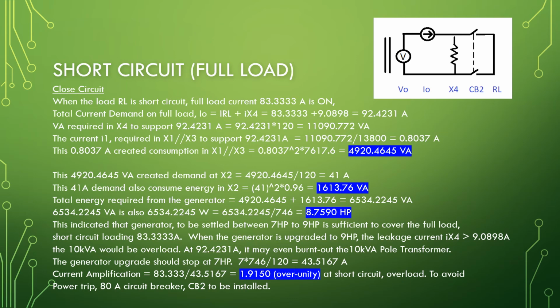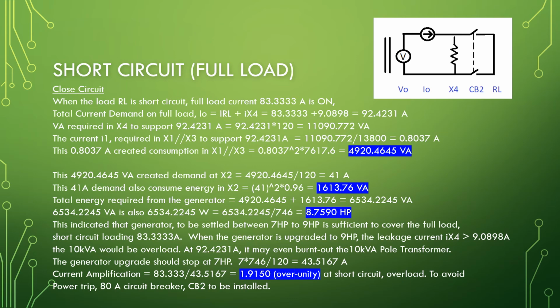6,534.2245 VA is also 6,534.2245 watt, equal to 8.7590 horsepower. This indicated that a generator to be settled between 7 horsepower to 9 horsepower is sufficient to cover the full load short circuit loading.